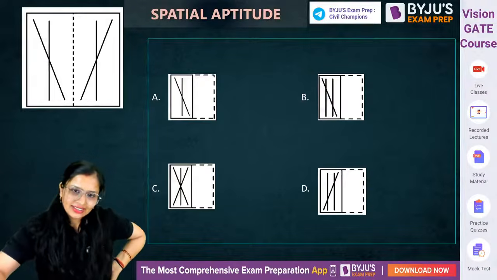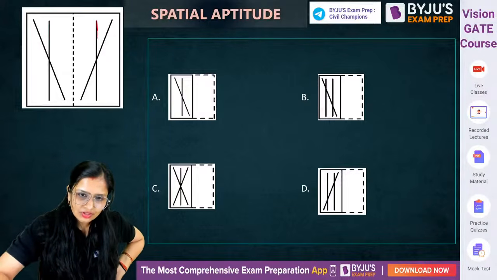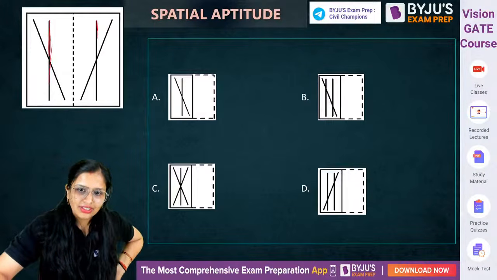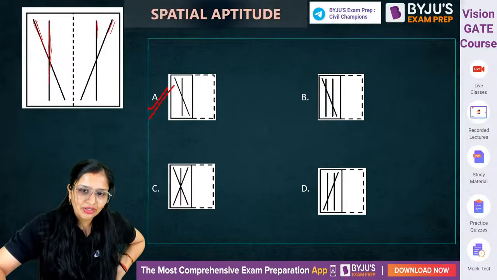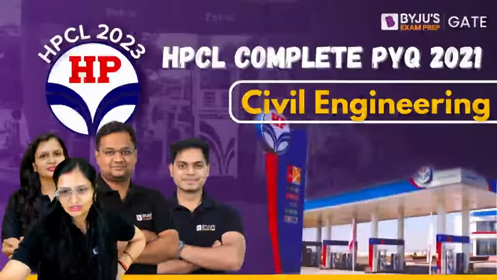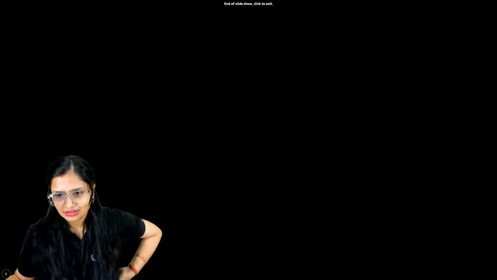Visualize it. When you fold it, this portion will stick on this portion. This portion will go and coincide with this portion. It is symmetric. So ultimately you will get A. Array, what is happening? Just a minute.